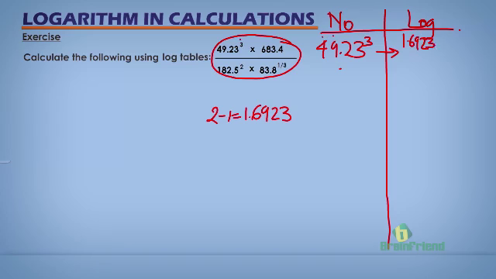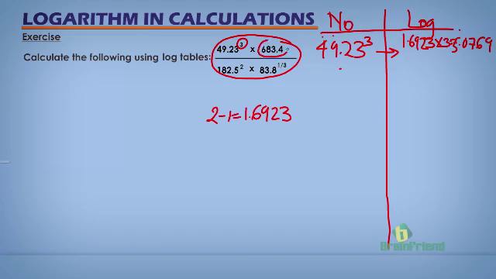Now remember that our number is raised to a power 3. From the laws of indices, it means that we will multiply our log number by 3. And that would give us 5.0769.